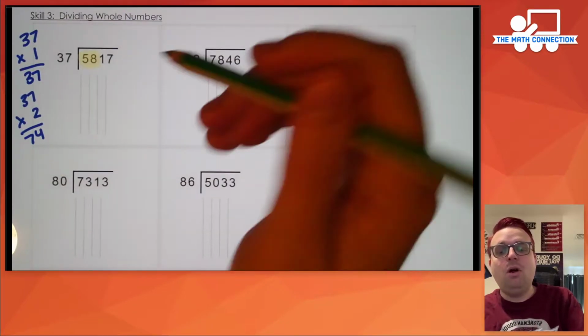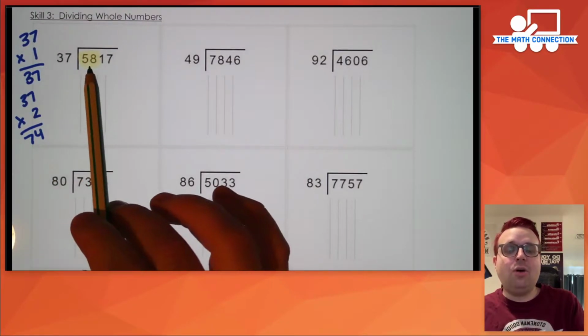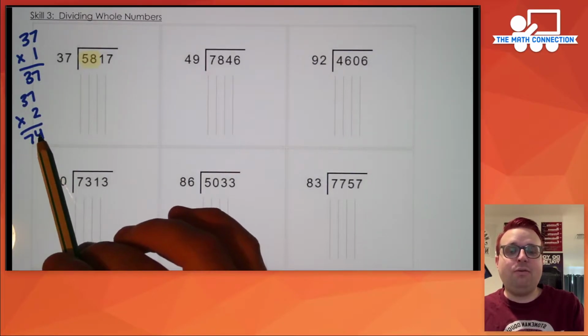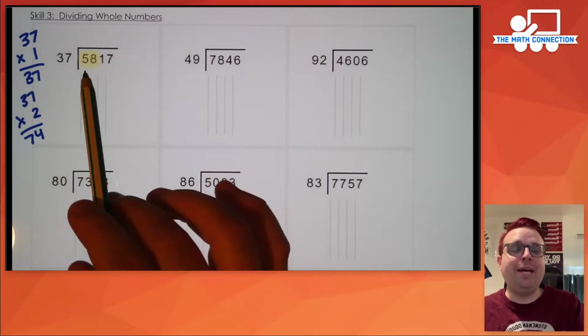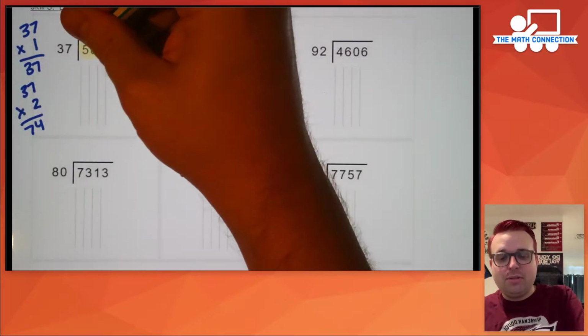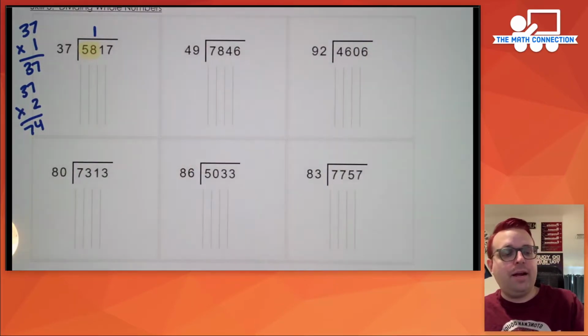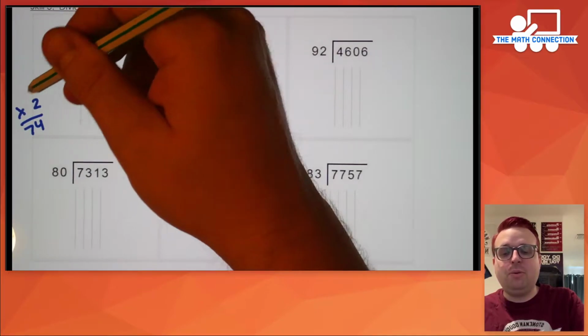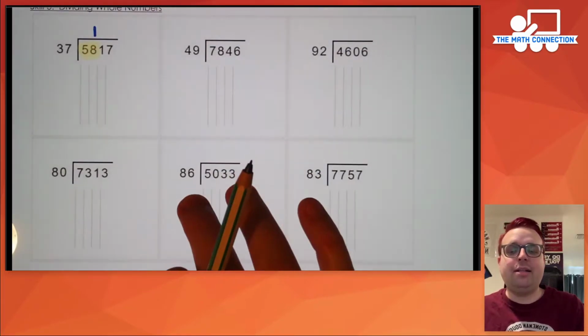So 37 one time is 37, and 37 2 times would be 74. Well, 37 does go into 58, but 37 times 2, which is 74, doesn't go into 58. It's too big. So 37 can only go in one time. So the result here is going to be 1, all right? Now, I'm erasing this because I'm going to end up having to do multiple calculations here, so I'm just clearing that so I have some space.